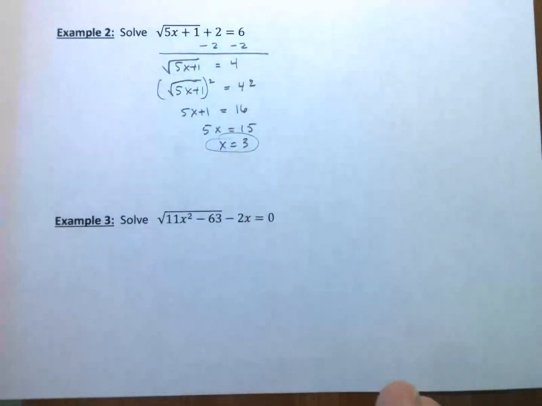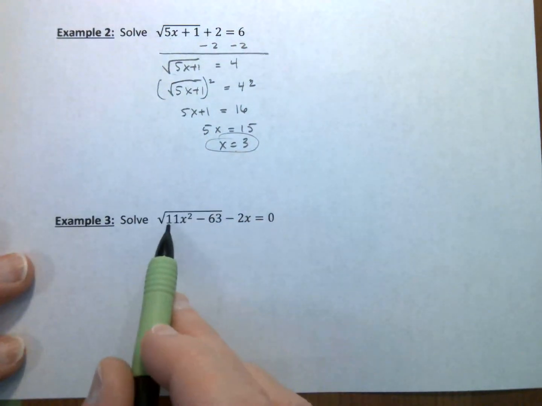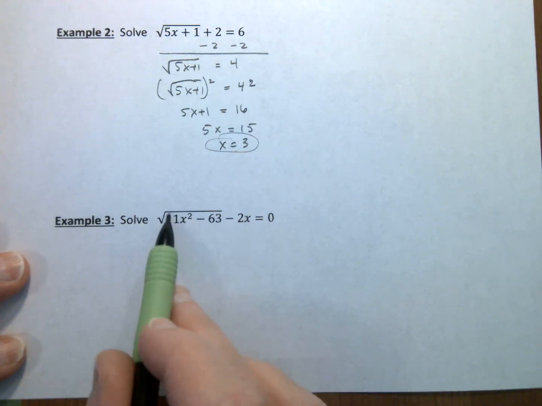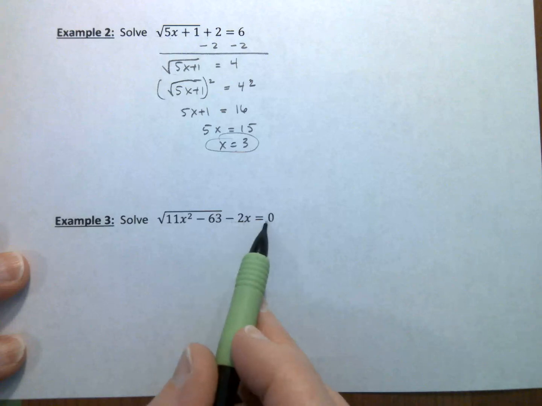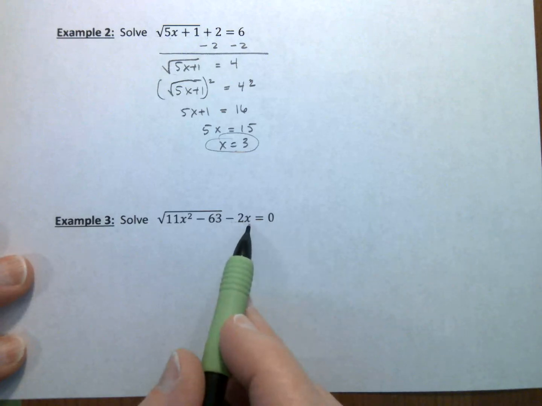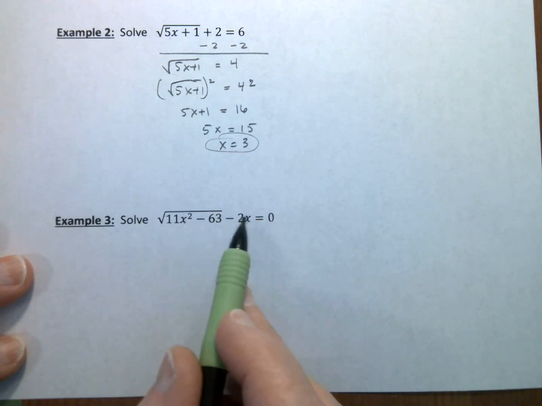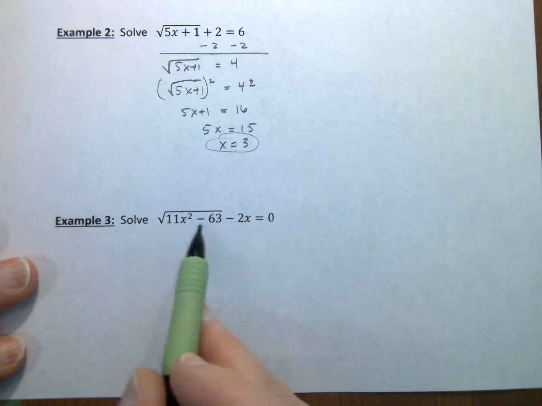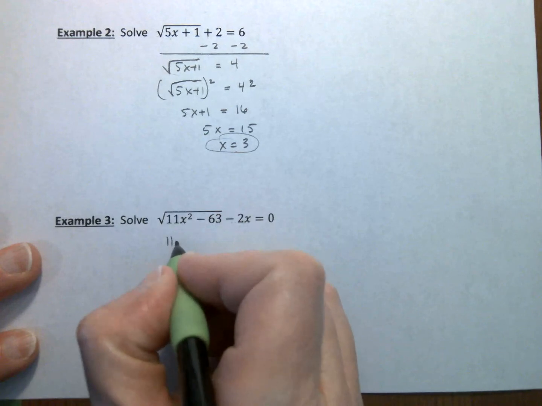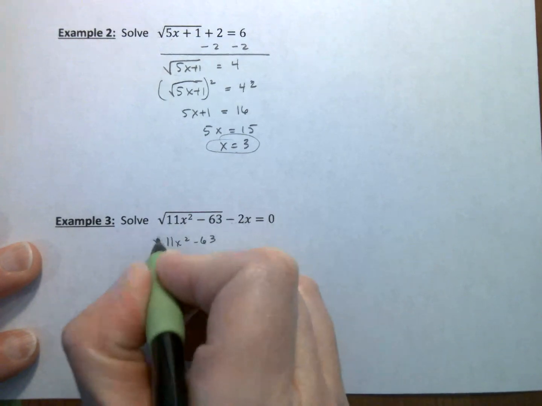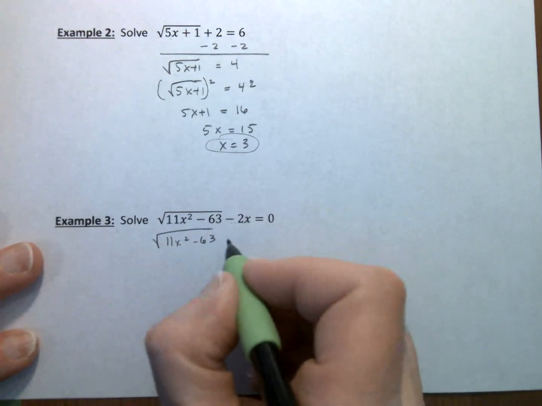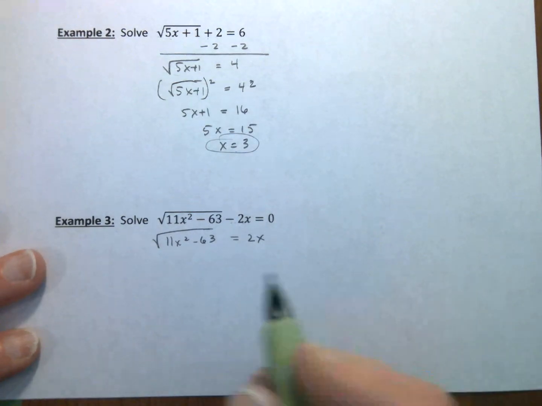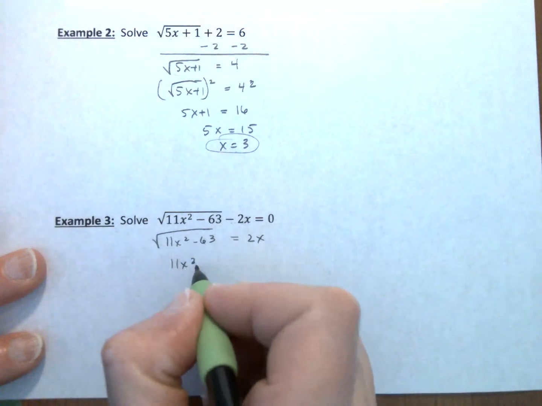Let's look at example 3. Here we've got two terms, an expression that's underneath the radical, and then we've got this 2x out here. So we've got a variable underneath the radical, and we've got a variable that's not underneath the radical. What we have to do is we still have to get the radical by itself. So let's do this. Square root of 11x squared minus 63 is equal to 2x. Now we're going to square both sides.